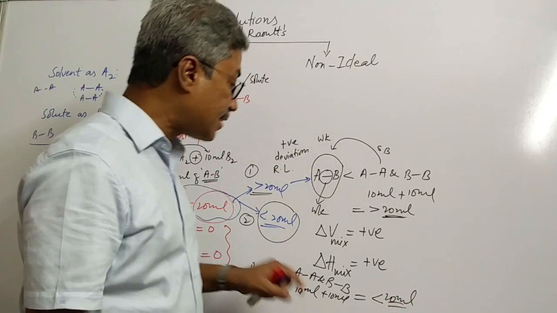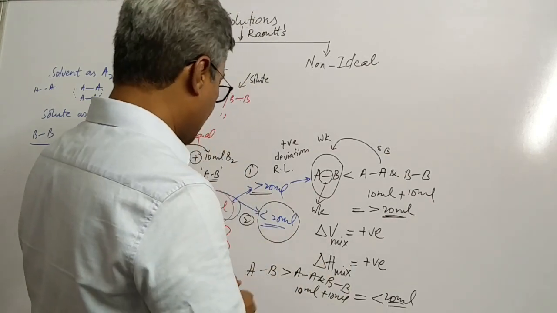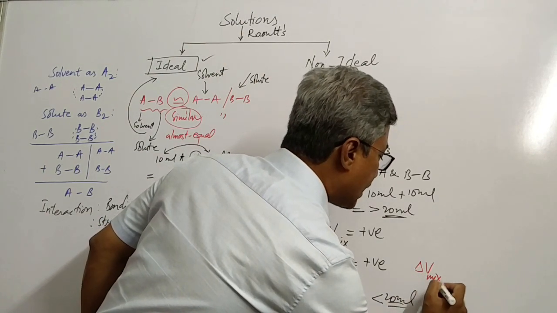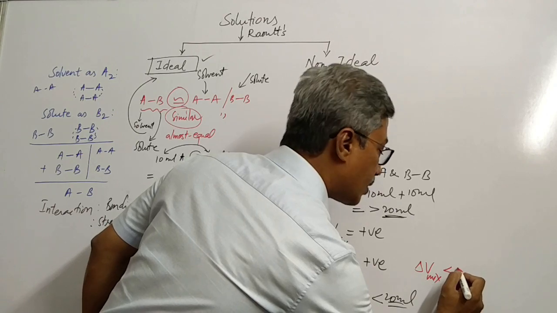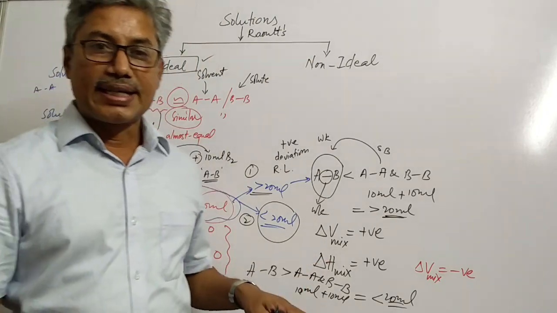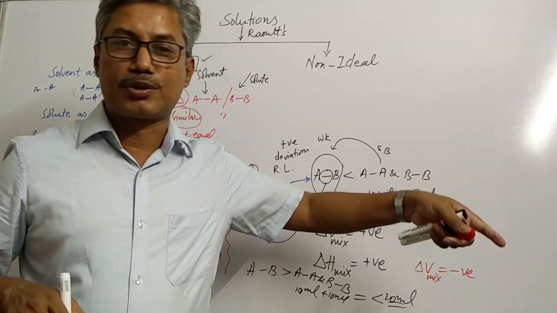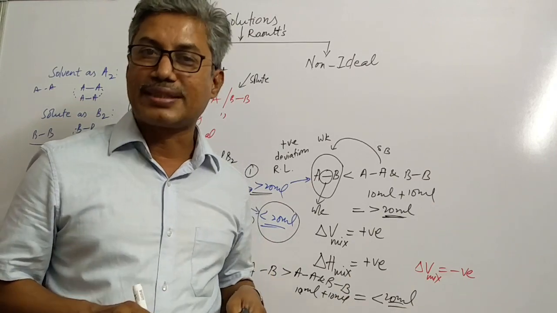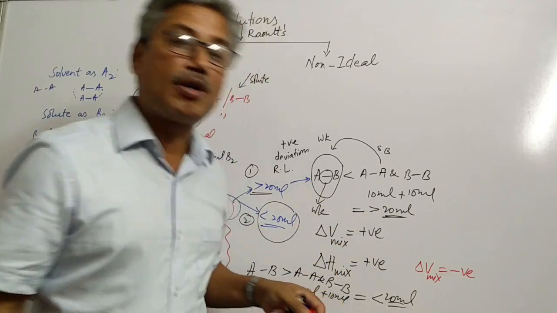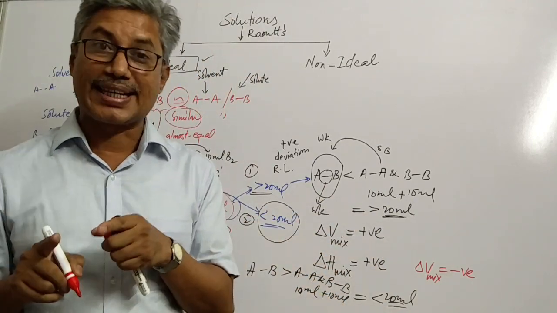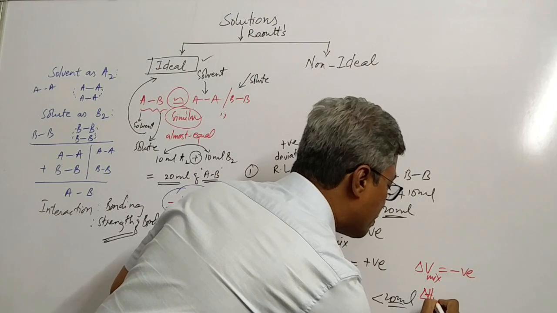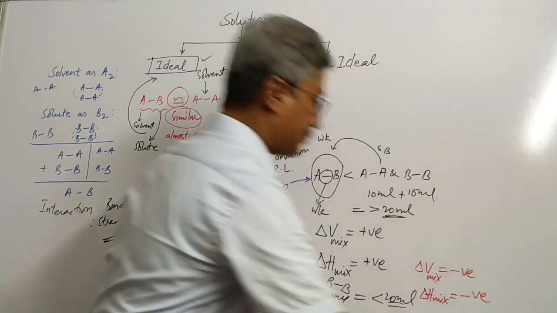Is it clear, students? And if it is less than 20 ml, then in this case, what do we notice? We notice that delta V upon mixing is less than the total volume, so we can say that it is negative. The total volume of the solution upon mixing will be less than the sum of the two volumes. That means delta V mixing is negative. And why is this negative? Because the bond strength of solute and solvent upon mixing is found to be stronger. Stronger means more exothermic. That means delta H mixing is also negative.